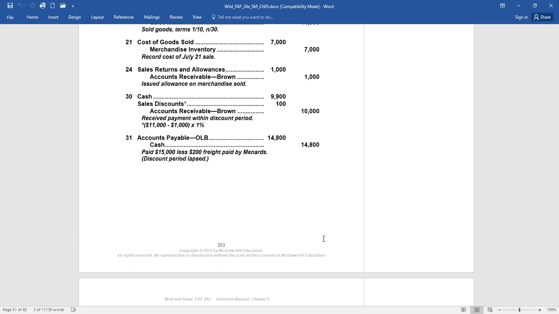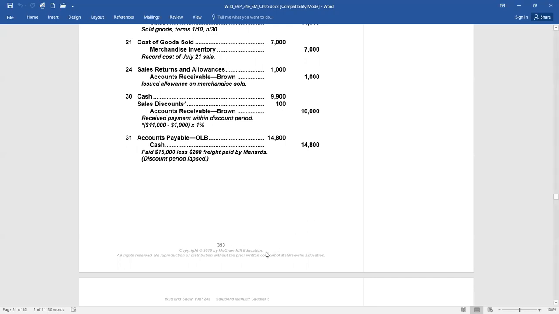So beginning merchandise inventory was $37,500. Here's some supplemental information about the merchandise. They tell us how much the purchases were, how much in discounts we took from paying our bills early, how much returns we had of our purchases, and how much we paid in transportation.